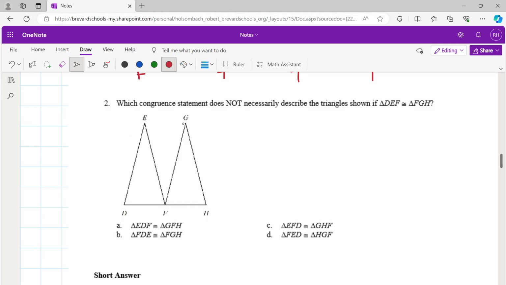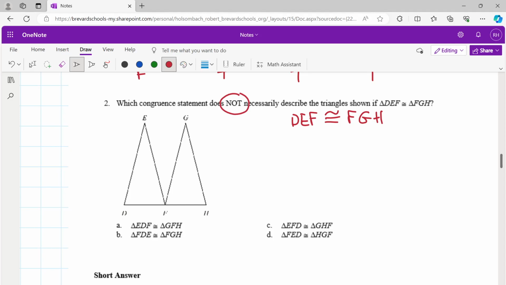All right, which congruent statement does not necessarily describe the triangle shown? You do not need the triangles for this problem, because what they've done is they've taken this congruent statement, DEF is congruent to FGH. And what they've done is they've rewritten it 4 different times as your answer choices. You're looking for the statement that they wrote incorrectly.